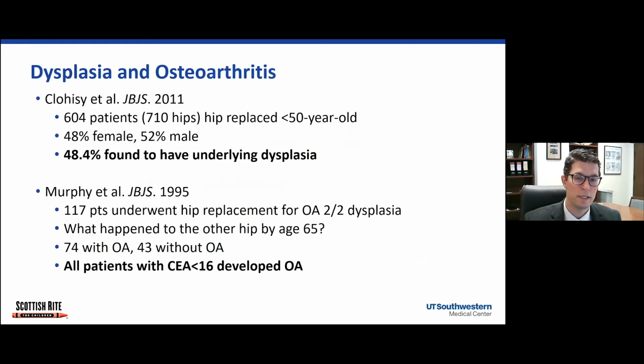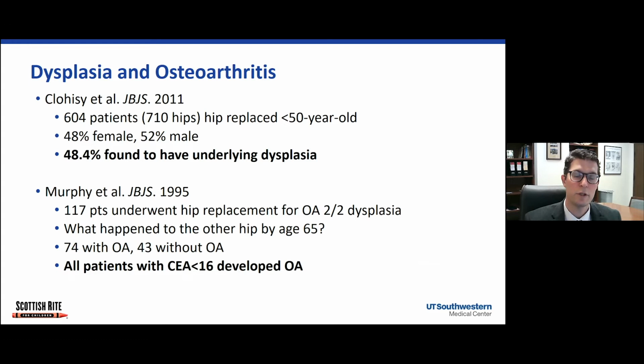Subsequent, more recent studies have looked at this from a slightly different angle. So Clohisy's group out of St. Louis looked at a little over 600 patients who had an early hip replacement before age 50. And that's what we worry about with dysplasia, that you'll get early degeneration, early osteoarthritis, and have a hip replacement at a young age.